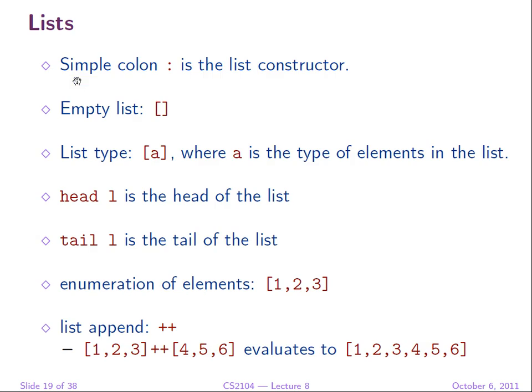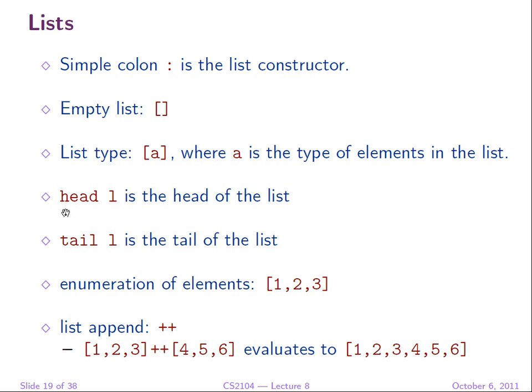Lists in Haskell. Simple colon is the list constructor. Empty list is empty square brackets. And the list type is this, where A is a type variable, right? So I can fill it up with any other type and concretize this to the type.